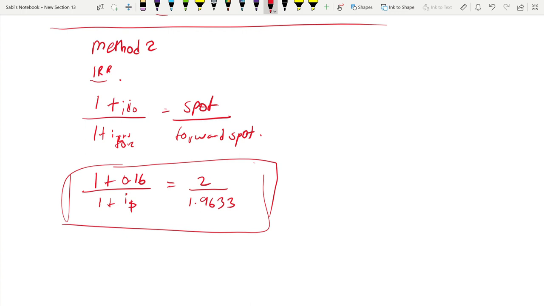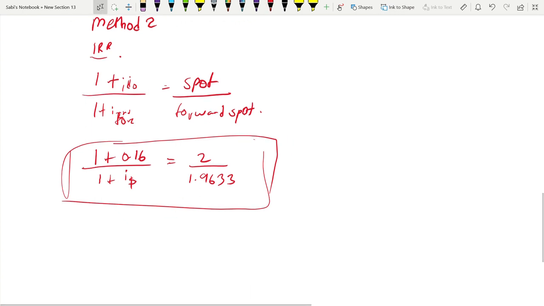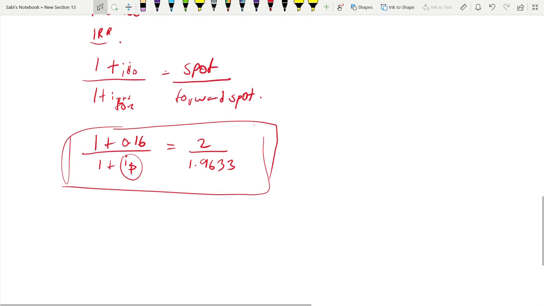The spot and the future spot is given. Okay, this method is very rarely used in the exam. I've not seen a question, but be prepared for it. So make this the subject of the equation from here onwards. It's your maths, okay, pure maths.